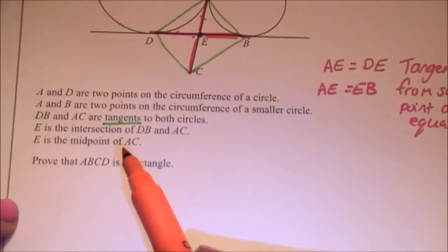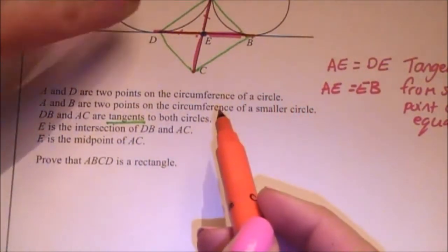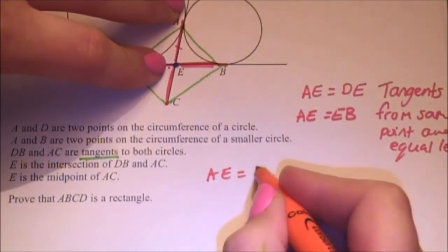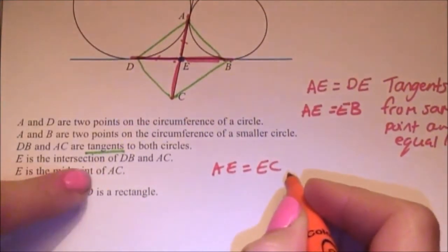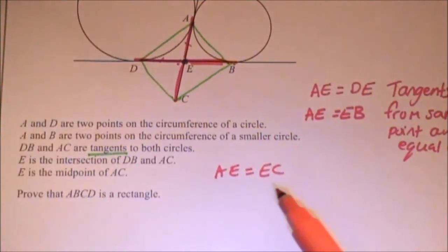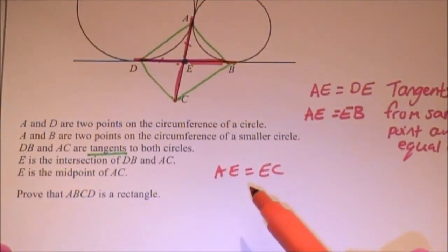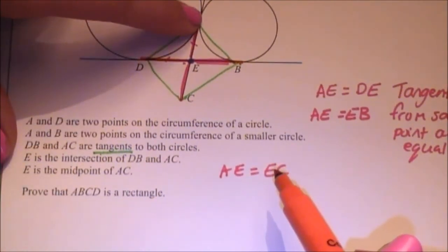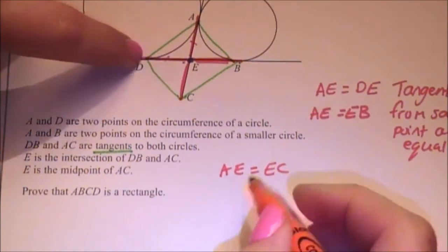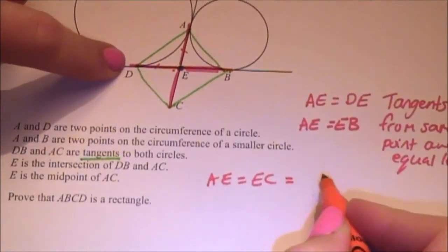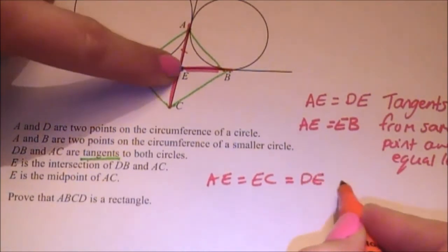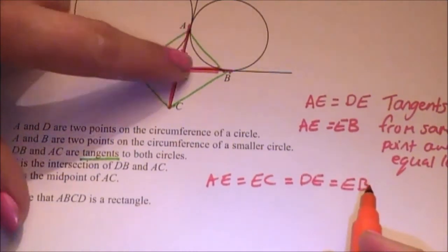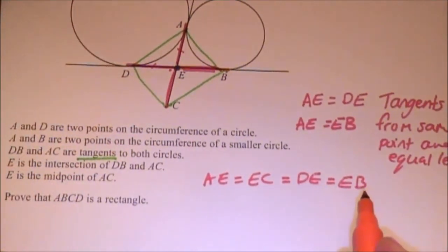Now, I'm going to write my reasons down first. I've just got ahead of myself. So the fact that I've noticed AE is equal to EC, which was in the question, because it said it's the midpoint. So AE is equal to EC. That must mean that AE is equal to EC, which is also equal to DE, which is also equal to EB. So I'm saying all of those lengths are equal.